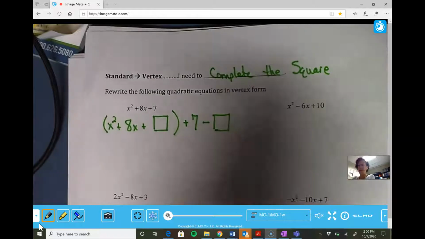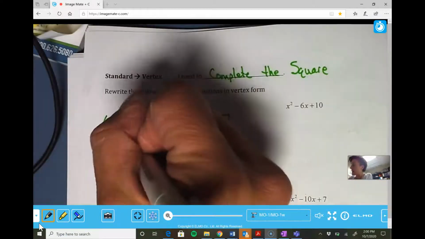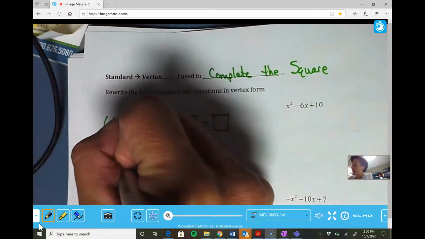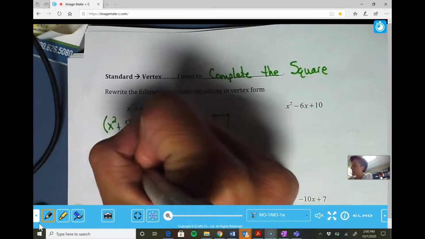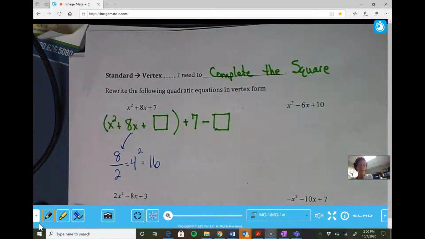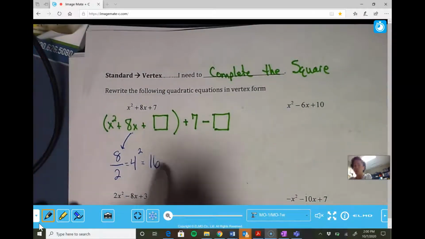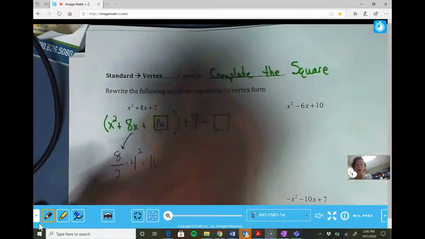So the number that has to do all the work is this term, the number that is connected to your x. And I'm going to take that number and I'm going to always cut it in half. And once I get that value, I will always square it. And just remember that 4 squared is 4 times 4. And I would really suggest you write these steps down because when we write our final answer, there's some tricks to this. So we just made a perfect square. That's 16. And that 16 is going to go in this box.